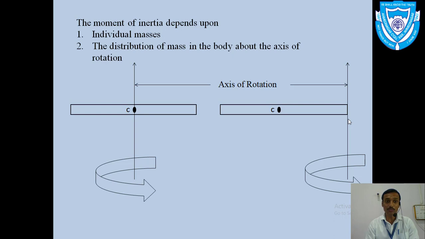Now is moment of inertia different? Then yes. Why? Because of distribution of mass. Here mass distribution is very close, so moment of inertia is small. Here mass distribution is away from the axis of rotation, so moment of inertia is more.